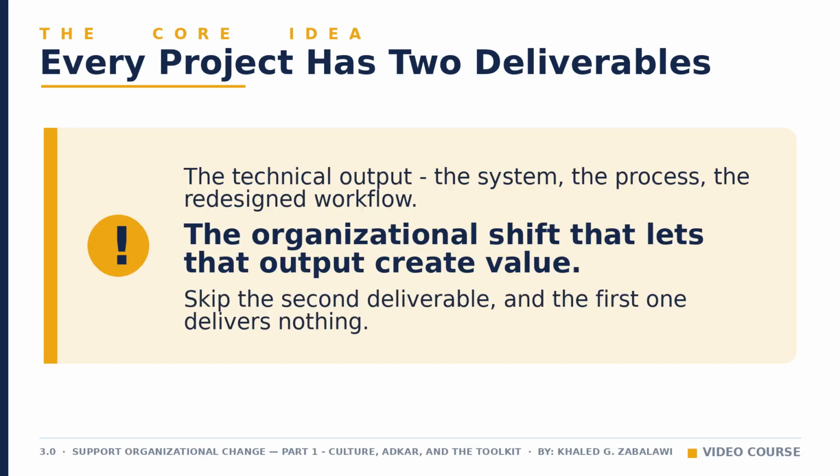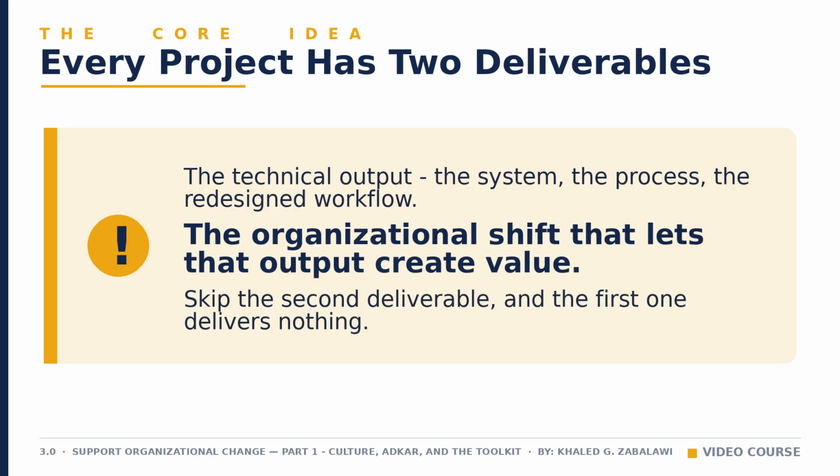Every project produces 2 deliverables, and the exam wants you to see both. There is the technical output, the system, the process, the redesigned workflow. And there is the organizational shift that lets that output actually create value. Go back to the health insurer.